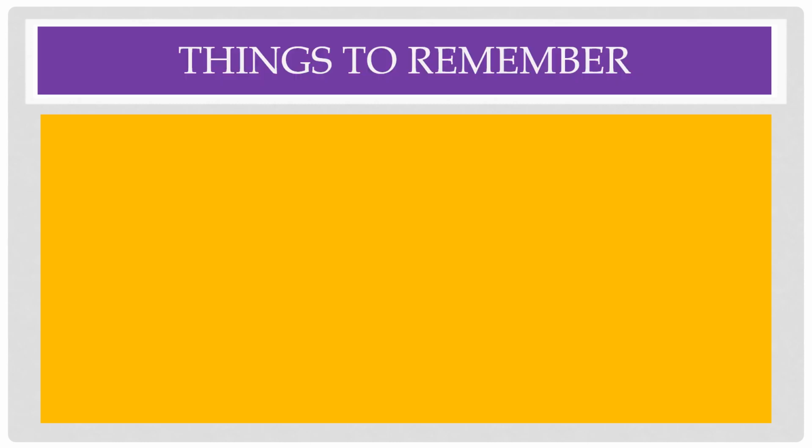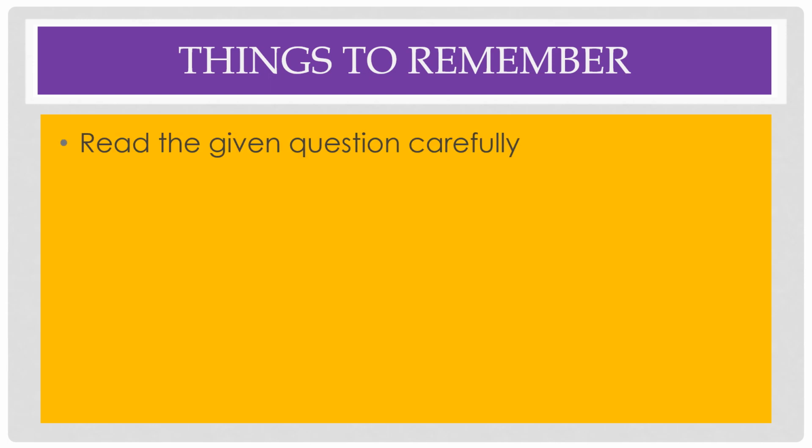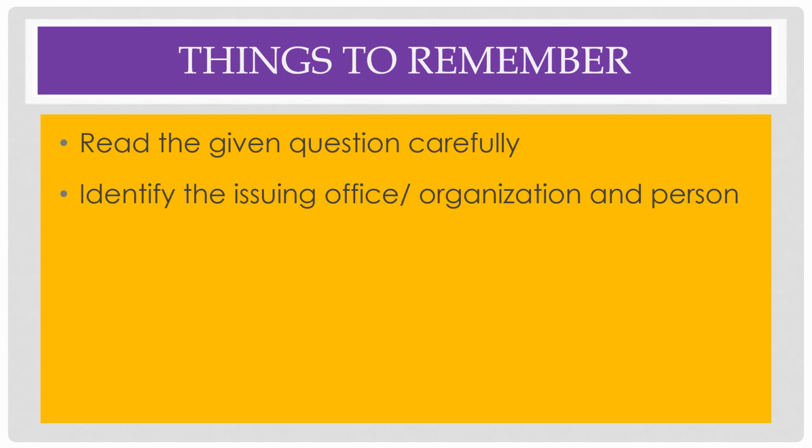And when we write a notice, some points we should remember. Let us see them. Read the given question carefully and try to understand it. If you want, you can read that 2 or 3 times. Then identify the issuing office or organization and also the person who has to issue that notice. Because we have to write that office name on the top of that notice, and later in the end we have to write the designation of that issuing person in the last of the notice. So it is important to identify those things.